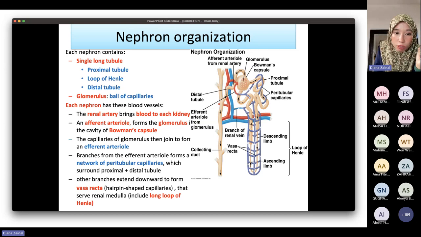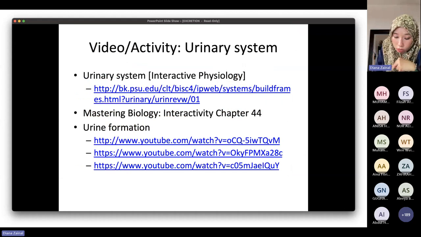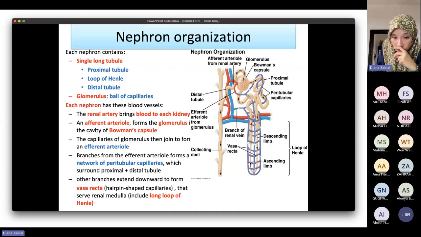So the capillaries of the glomerulus then join to form an efferent arteriole, the one that comes out. Afferent enters, efferent exits. And it's blue in colour because it's already deoxygenated. Branches from the efferent arteriole form a network of peritubular capillaries which surround the proximal and the distal tubules. Over the proximal and the distal here, it is surrounded by a lot of blood capillaries.